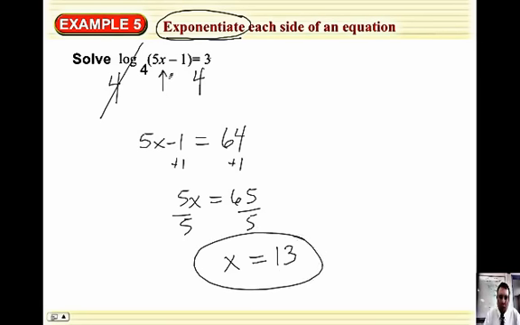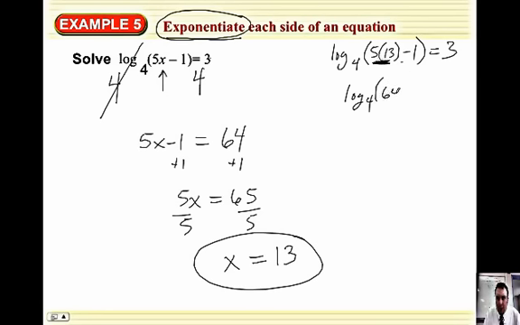You always want to make sure with these, okay? Log base 4 of 5 times 13 minus 1 equals 3. So log base 4 of, what does this become? 65 minus 1 is 64, equals 3. Is this true? Log base 4 of 64. 4 to the third equals 64. Yes, that's a check. Alright, this is your answer.